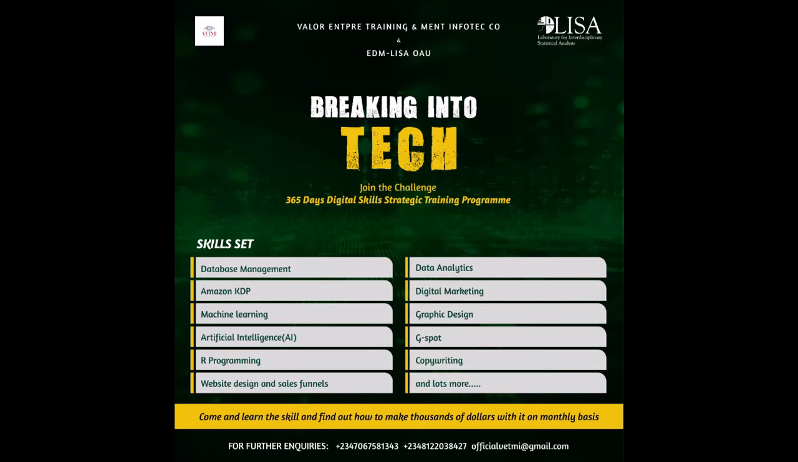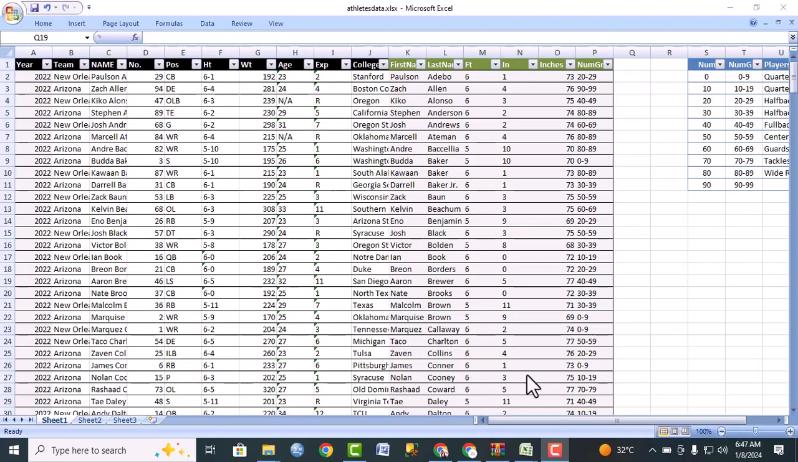We have got here some data. Here we have an Excel file. You can see what we've got. It's data on athletes.